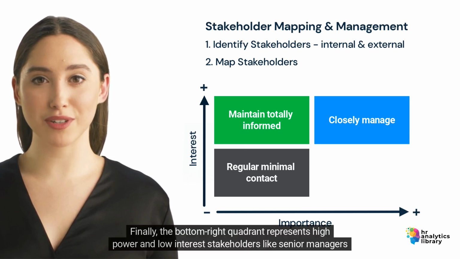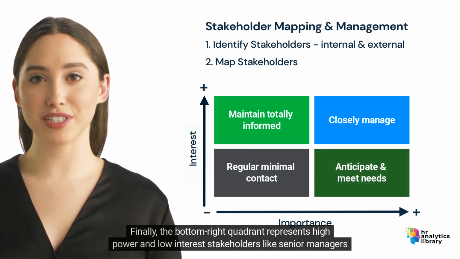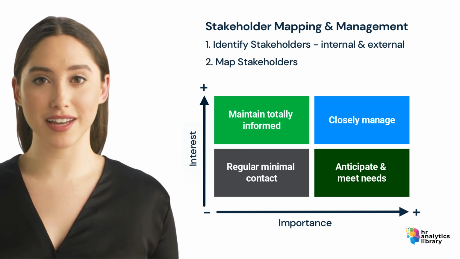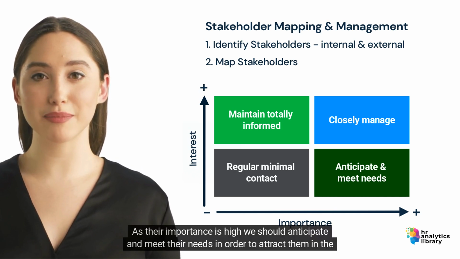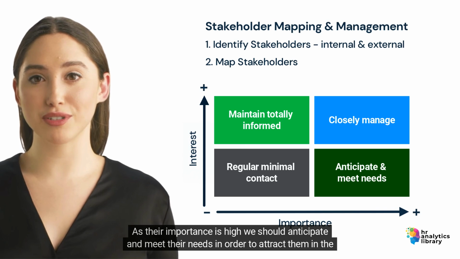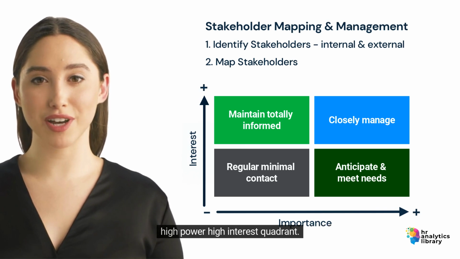Finally, the bottom right quadrant represents high power and low interest stakeholders like senior managers who might be less directly involved. As their importance is high, we should anticipate and meet their needs in order to attract them in the high power, high interest quadrant.